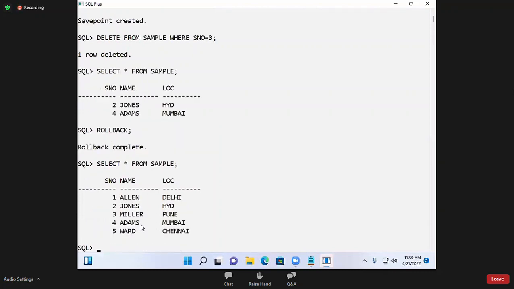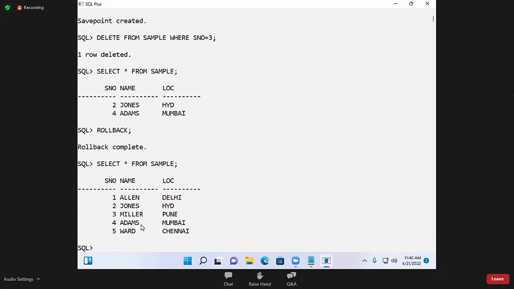All of them came back. 1 is there, 3 is there, and 5 also. When I did a rollback after the savepoint, all rows came back to us. Now tell me, if all are coming back, is it necessary to create a savepoint? Not necessary, right? Yes or no? Yes. It's not necessary to create a savepoint, because I'm going to roll back all my operations. Then why create a savepoint? What is the savepoint's intention now? To roll back specific rows only.